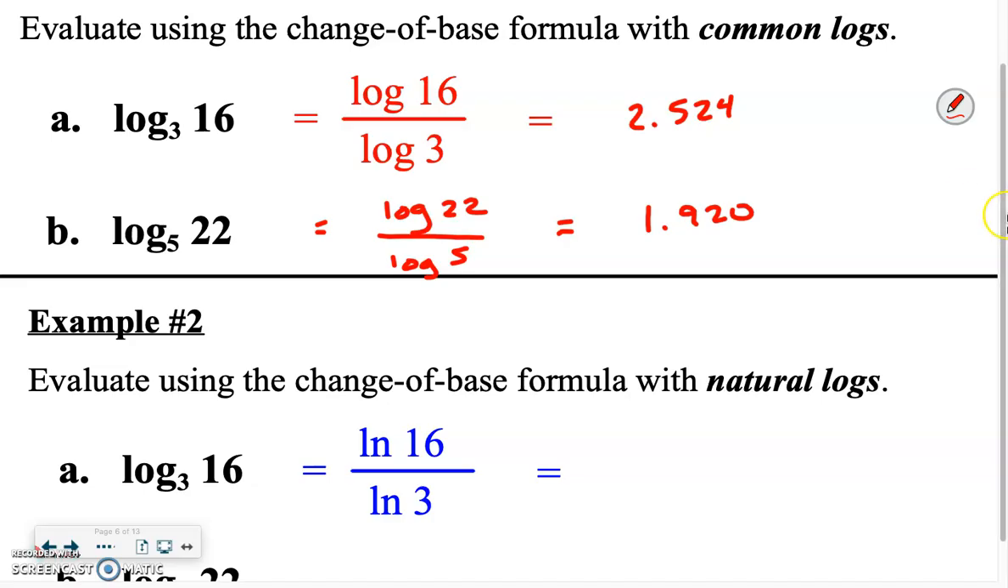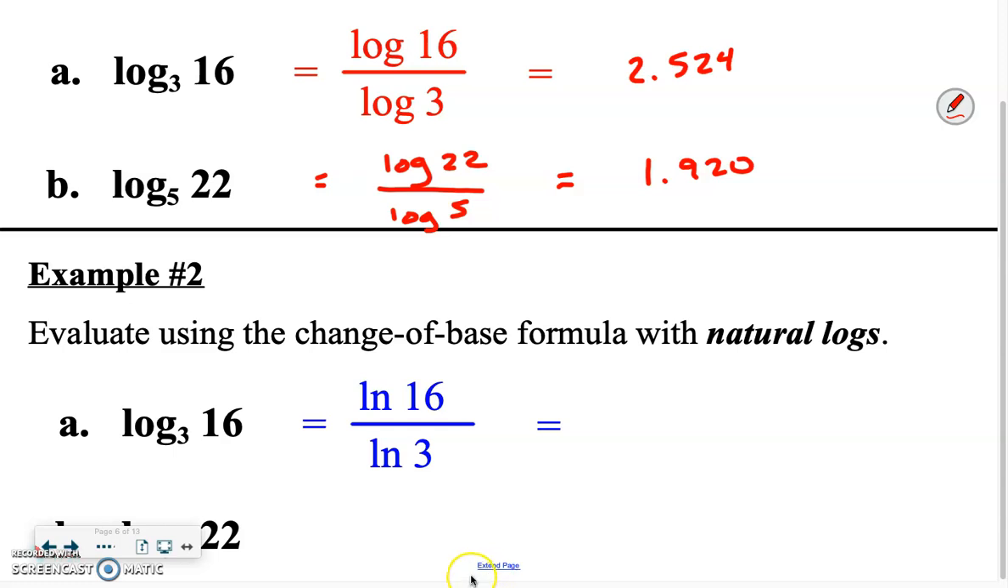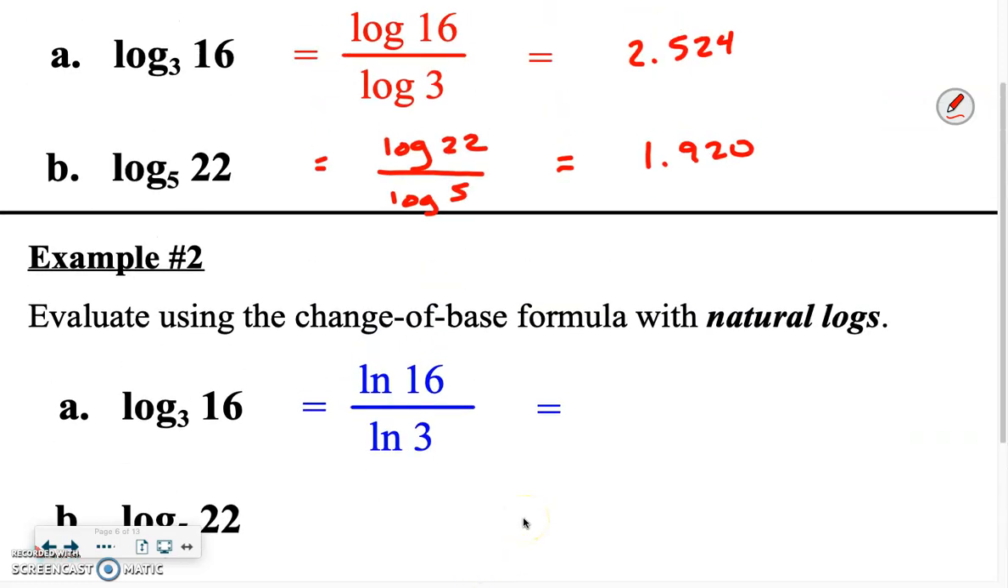Now, what if you had a change of heart and said, no, I don't want to use base 10, I want to use base e, I want to use the natural log? Should we expect that log base 3 of 16 is done this way, natural log 16 over natural log 3? Should we expect to get the exact same answer? You can check real fast, but yes, we're going to get the exact same answer.